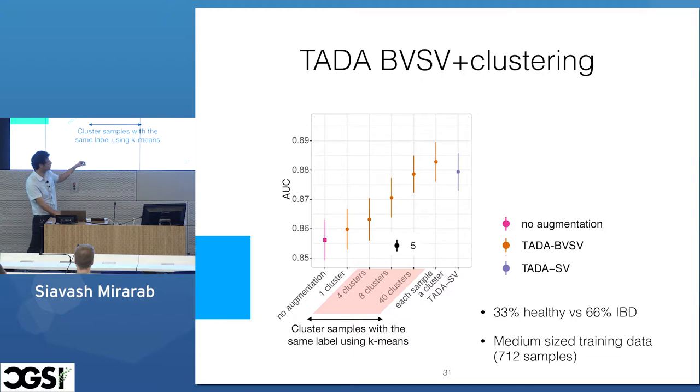These results are on the larger training set, 700 samples, 33 healthy, 66 IBD. We start with no augmentation. And these five data points here are different cluster sizes, right? So on the left, we have one cluster for healthy, one cluster for disease. And then, put everyone together, then you have four clusters per label, eight clusters, 40 clusters.